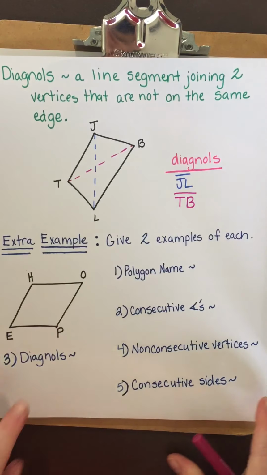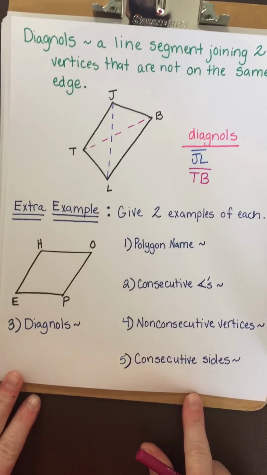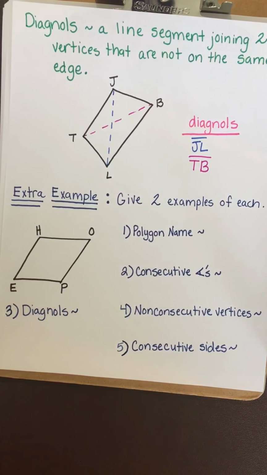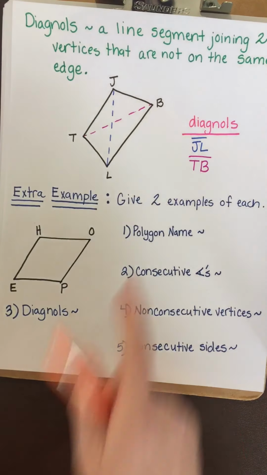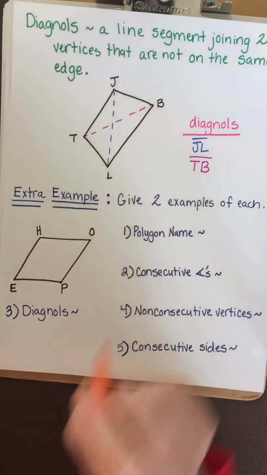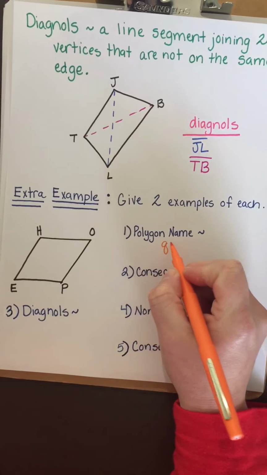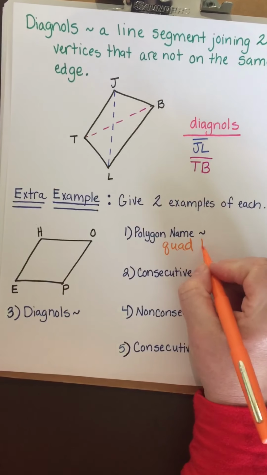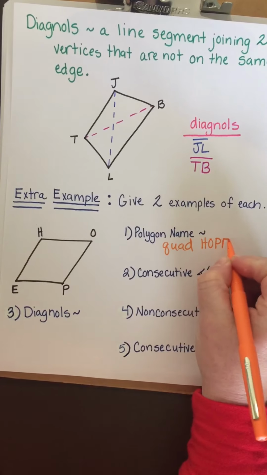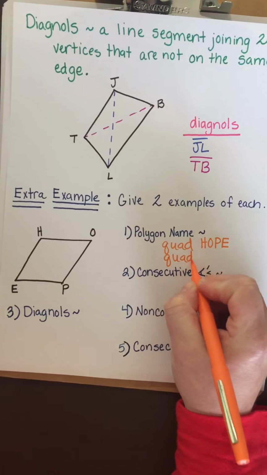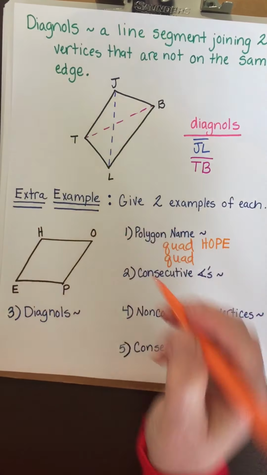All right, now let's do one more example that covers all of that stuff together. So we have one more example of a quadrilateral, and let's answer these questions. It said, let's name that polygon. And we have to give two examples of names for this polygon. So let's look here. We could go with quadrilateral HOPE. All right, what's another name we could use? We could say quadrilateral PEHO.